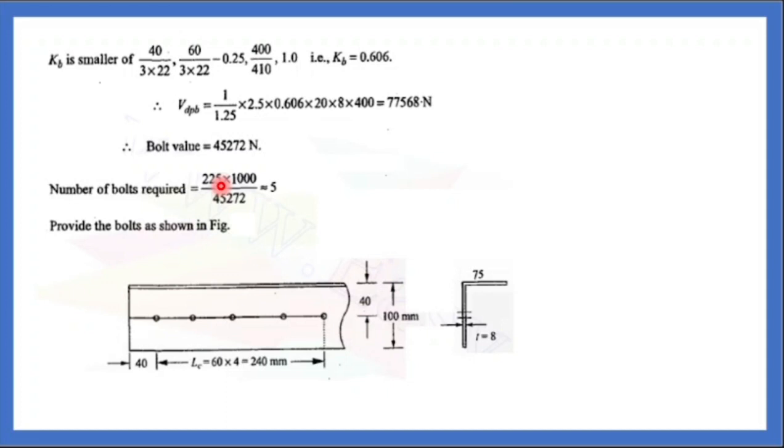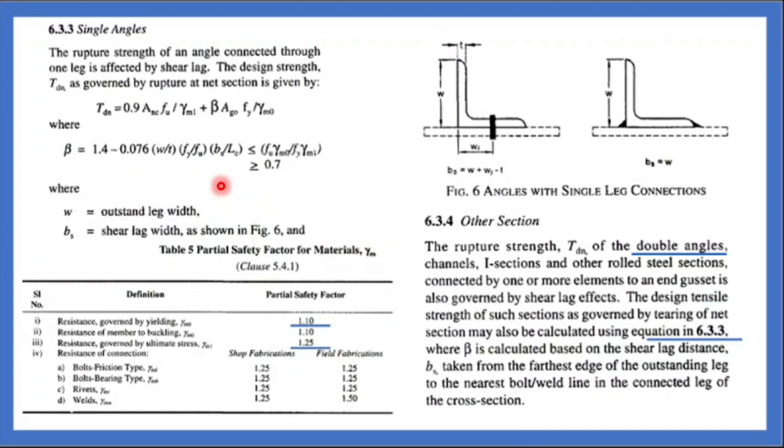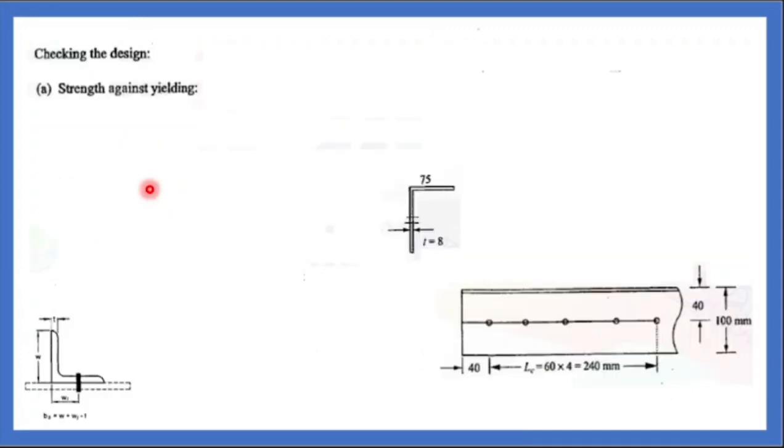What all checks do you have to do for a plate? Gross yielding strength, first case. Then the second case is rupture. The third case is block shear. For single angles, the formula for rupture. Now checking the design. Strength against yielding, first case: Ag fy by gamma m0. What is Ag? Gross area. From the steel table you got this value, 13.36 centimeter square, which is 1336 millimeter square, into 250 divided by 1.1.